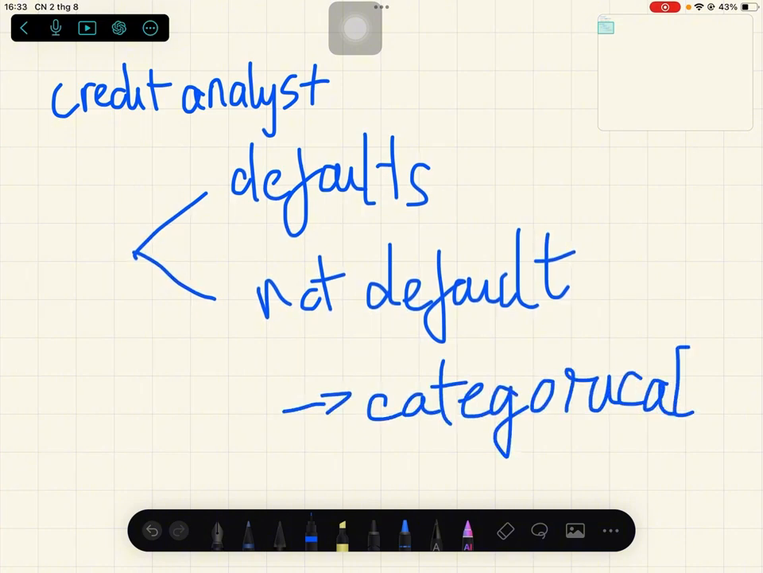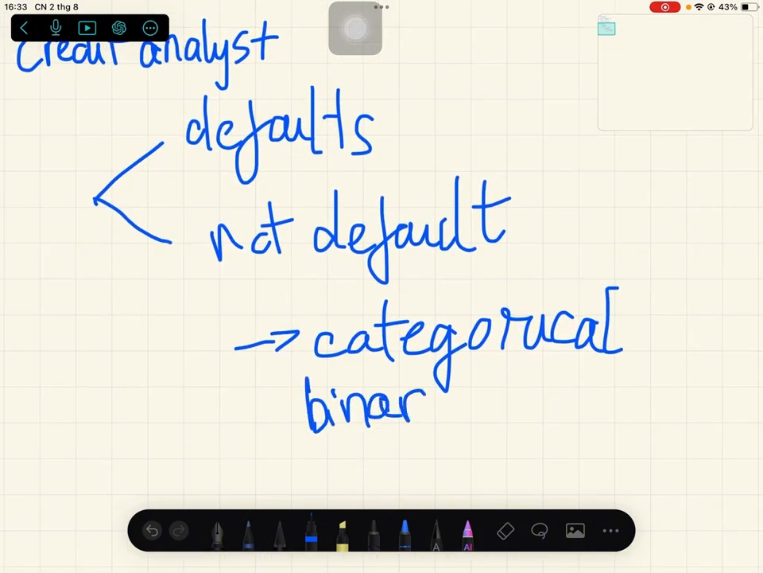More specifically, it's binary. Now think about using ordinary linear regression. Linear regression can predict any real number, -2, 150, or even a probability greater than 1. But probabilities must always stay between 0 and 1. That's the first major problem.